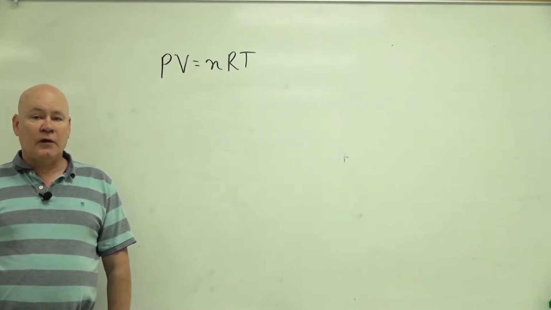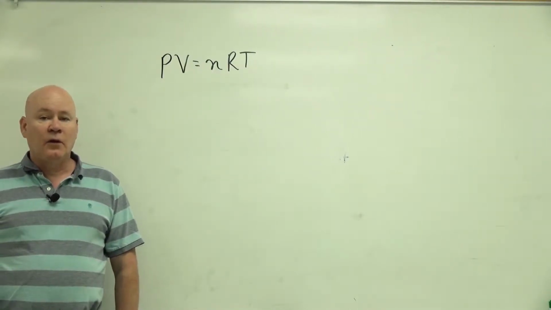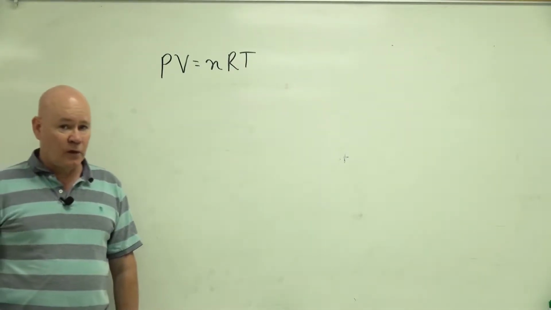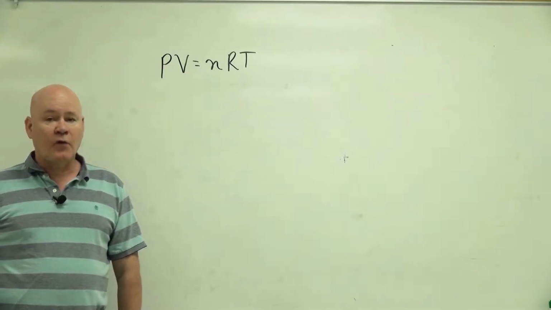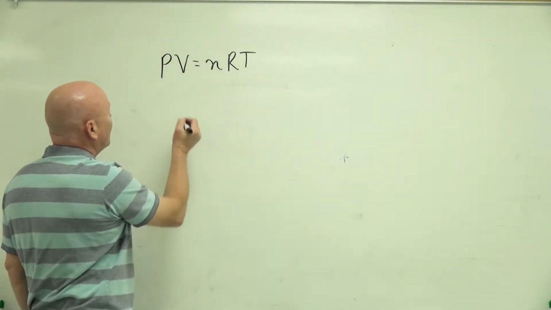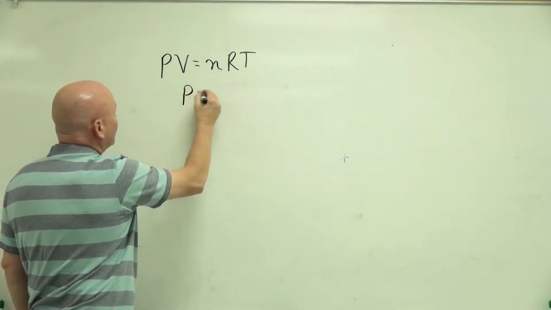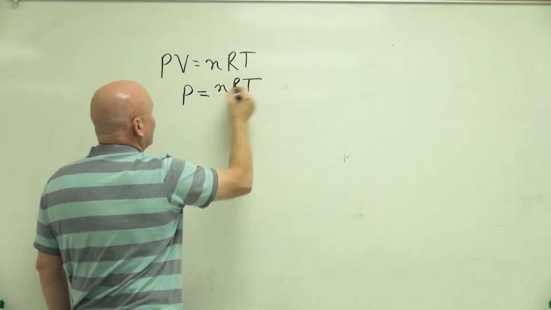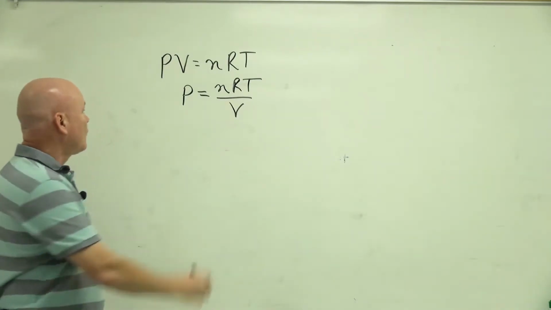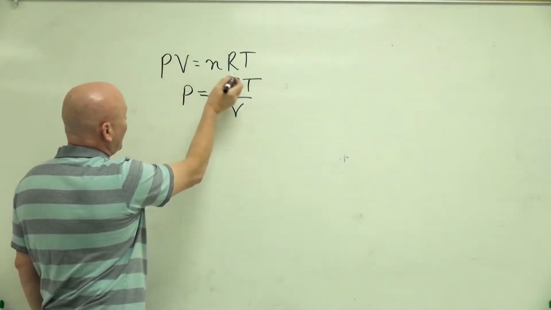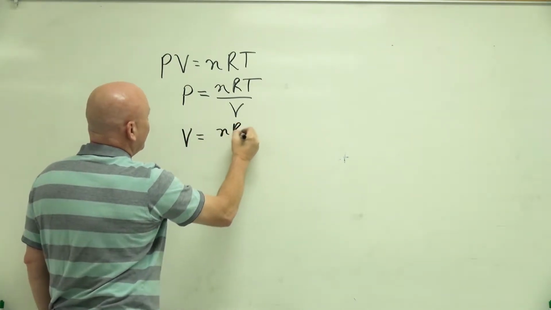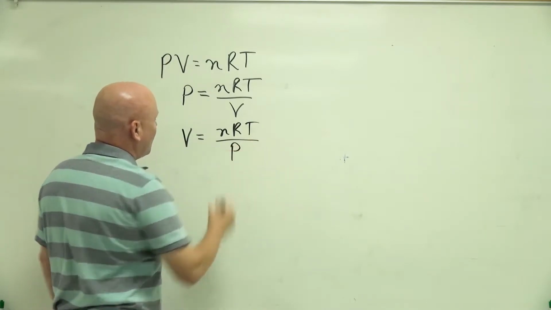Anytime we're using the ideal gas law equation, PV equals nRT, we are going to have to rearrange it. And what does that mean? It means whatever we're looking for is going to have to be by itself or isolated on one side. Let's say we were looking for pressure. Well, I would divide both sides by the volume, so I would have pressure equals nRT over V. Now what if I was looking for volume? Well, it's the same thing. I would have to divide both sides by P to get rid of the P and get it on the other side. So now if I want volume, it'd be nRT over the pressure.